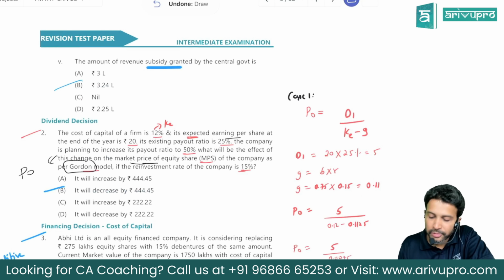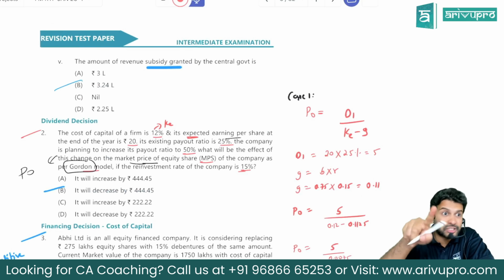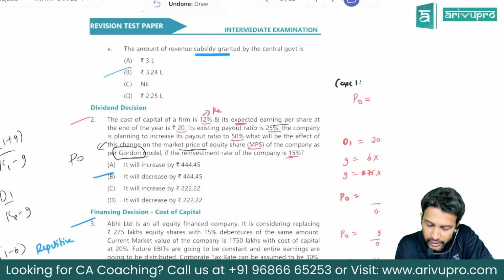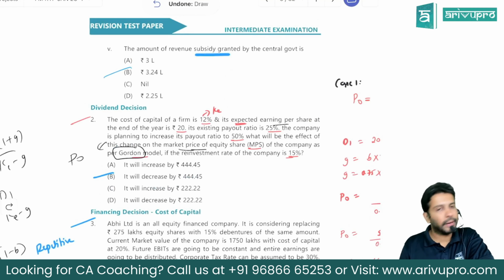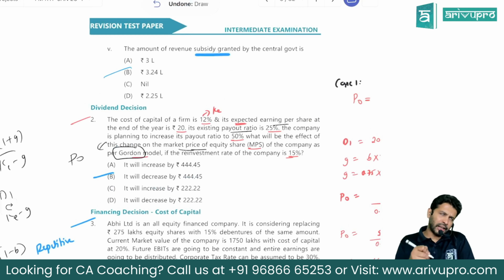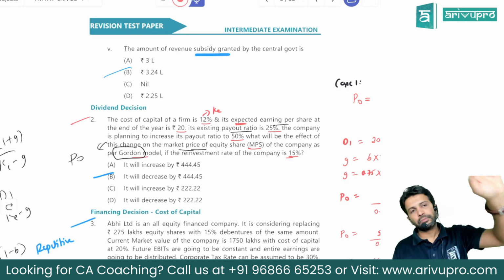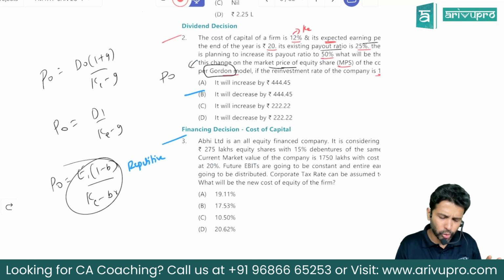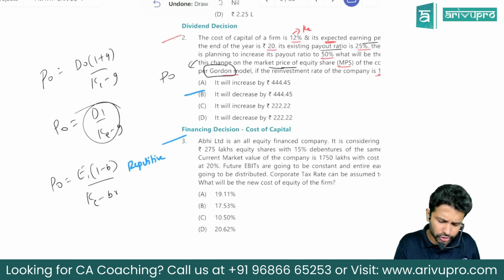12%. Expected EPS, not actual, expected EPS. Expected EPS becomes your E1, which is 20 at the end of the year. Existing payout ratio is 25%. So currently, how much of earnings are we giving as dividend? 25%. That means how much are we retaining? 75%. That means we have this data to use. Or if you want, you can use this also.